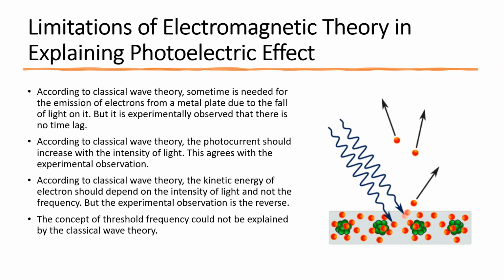Why there is a minimum frequency below which photoelectric emission doesn't occur, even if the intensity of light is increased. So these three points, classical electromagnetic theory could not explain. Is this clear to you? Can you explain the last one, the threshold part?